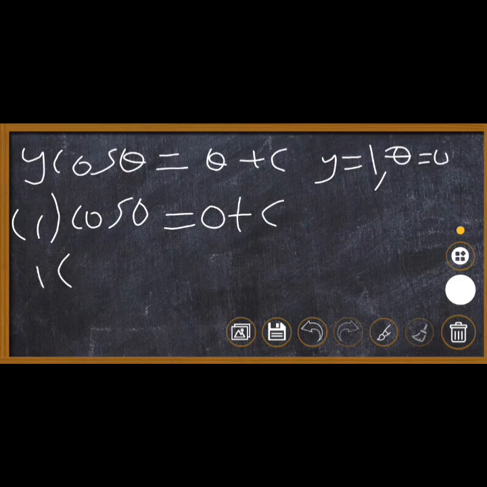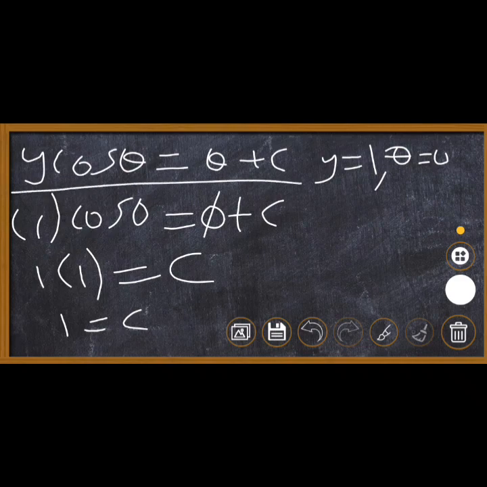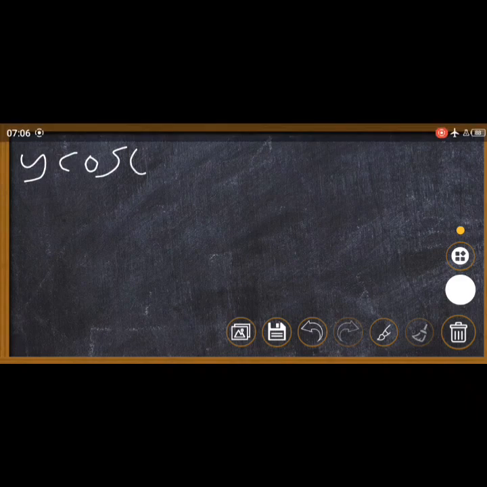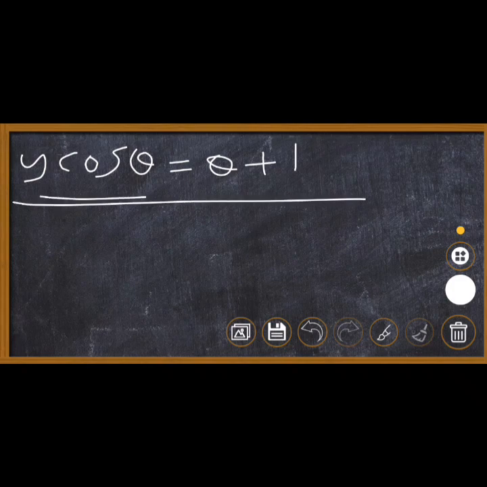What is cos of 0? Cos of 0 is just 1. Then equal to, we know this is going to go out, so we are going to have c. So 1 multiplied by 1 is just 1, equal to c. So where there is c, you are going to write 1. Then our particular equation will be y cos theta equal to theta plus 1. Our constant c value is 1. So this is the answer that you have.